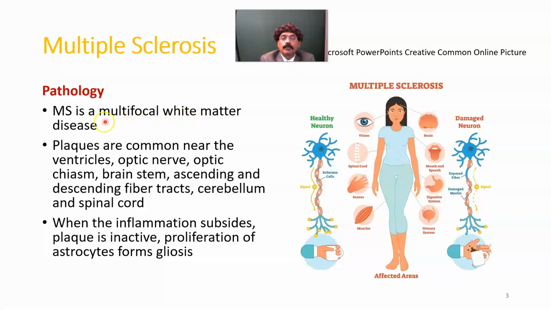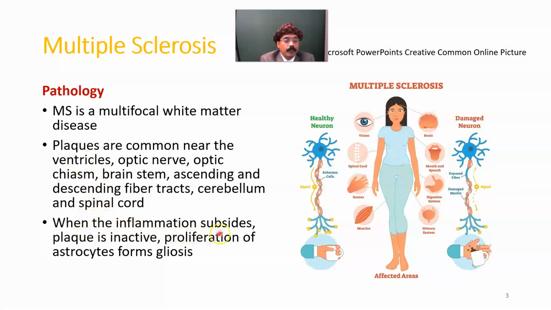Okay, so here is the problem. White matter contains the axon, and the axon contains the myelin. That myelin is damaged. Plaques are common near the ventricles, optic nerve, and optic chiasm. The optic chiasm is the area where the nasal fibers of the optic nerve cross to the other side. The brain stem, that is the midbrain, pons and medulla oblongata, the ascending and descending fiber tracts, the cerebellum and the spinal cord will be affected and will get plaques there.